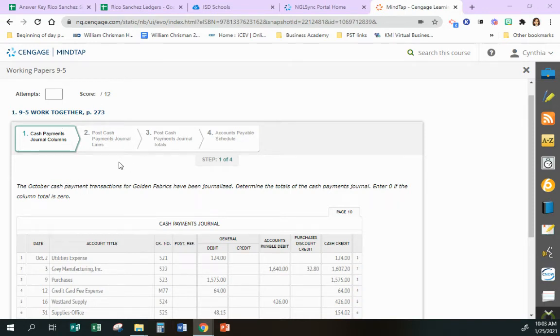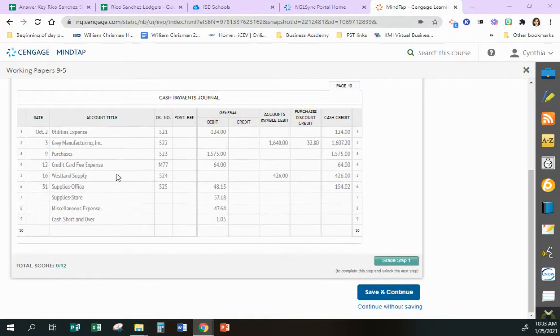Work together 9/5, we're going to post from the cash payments journal. We're going to start by doing our totals on the 31st, and you're going to put the word totals with an S here because we have multiple columns. You're going to go in and add these up. You can pause here and add them up.